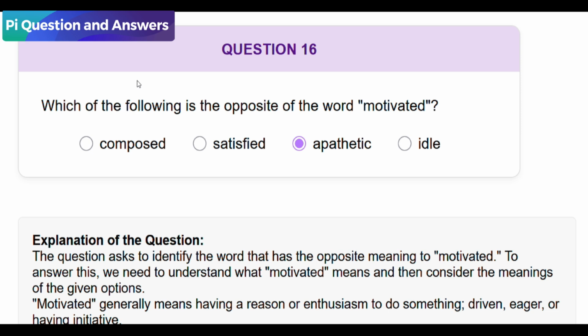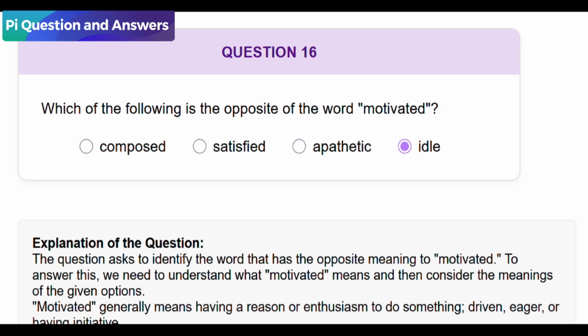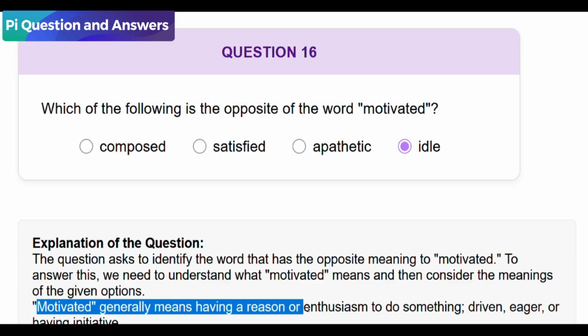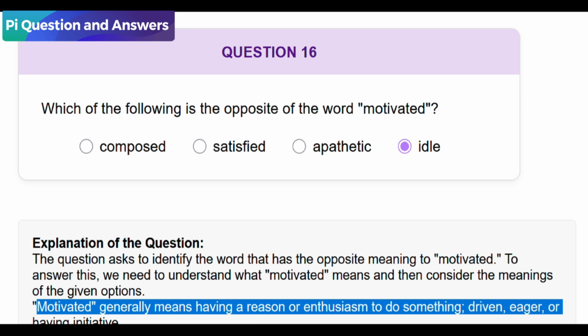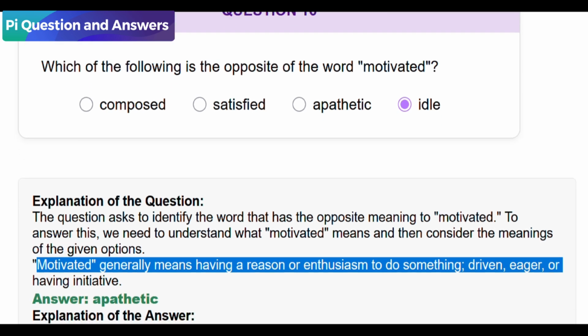Question 16. Which of the following is the opposite of the word motivated? The options are composed, satisfied, apathetic, idle. Explanation of the question. The question asks to identify the word that has the opposite meaning to motivated. To answer this, we need to understand what motivated means and then consider the meanings of the given options. Motivated generally means having a reason or enthusiasm to do something, driven, eager, or having initiative.